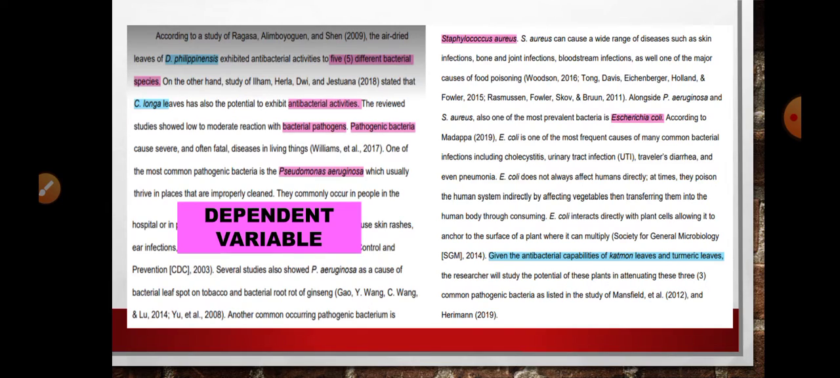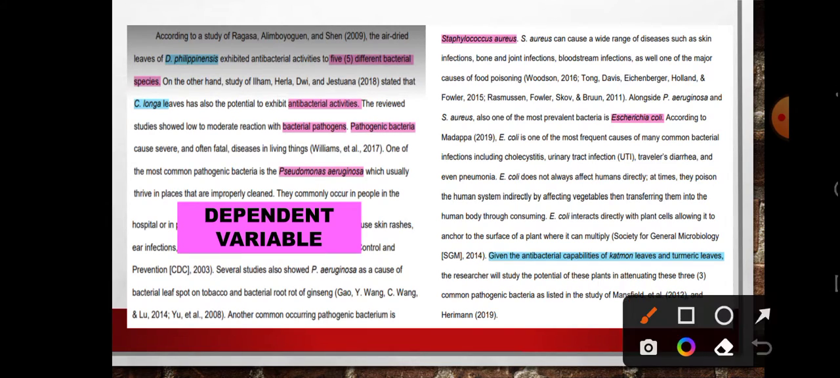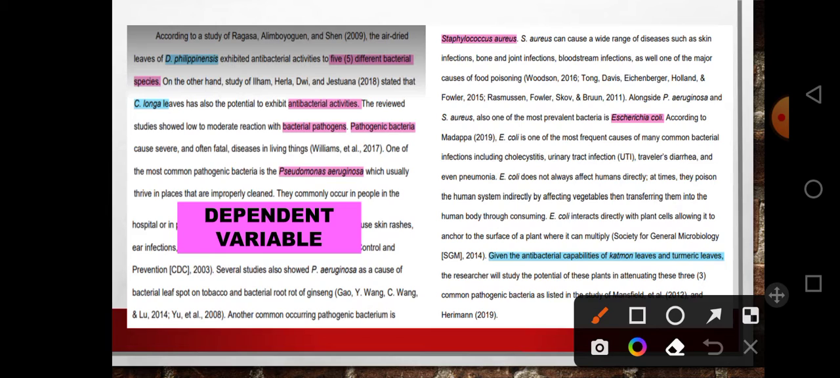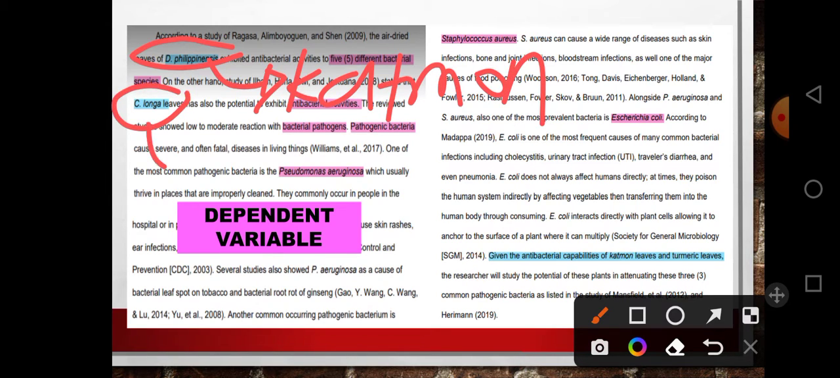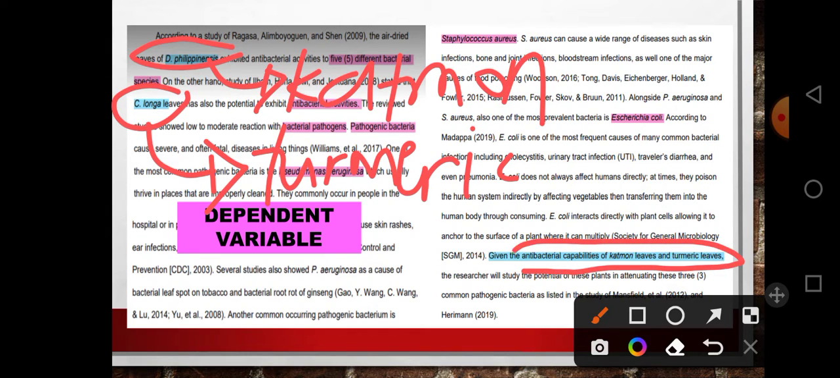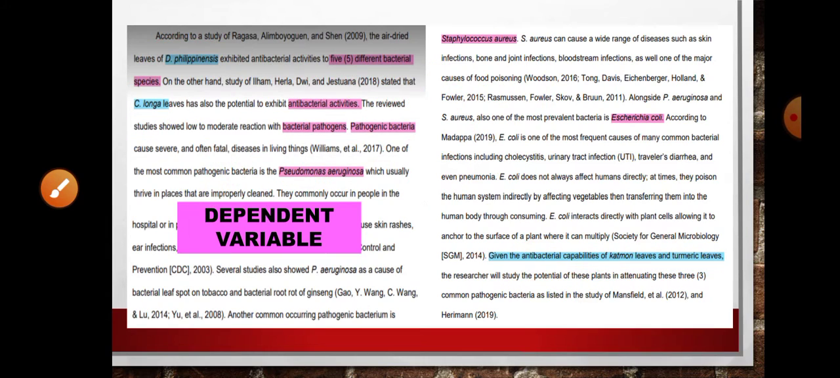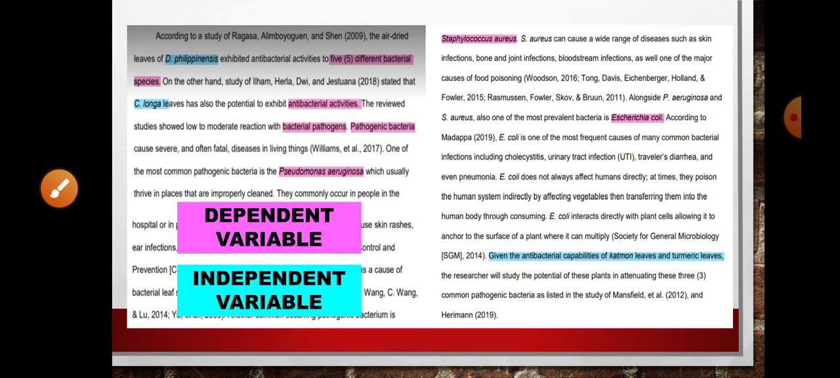Now let's focus on the words highlighted in blue. We have D. philippinensis, which is actually Catmon, that's the common name. Silonga is actually turmeric. And we have here the antibacterial capabilities of Catmon and turmeric leaves. From these words alone, we can infer that the words highlighted in blue are the discussion regarding the independent variables.